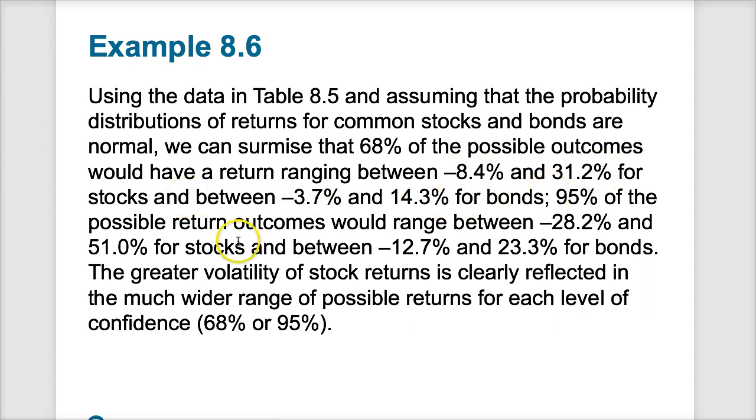So 95% of the possible return outcomes would range between negative 28 and 51%. That would be two standard deviations for stocks, and negative 12 and 23% for bonds. So the greater the volatility, because stocks have a greater volatility, we can really see this reflected in the possibilities of return. So when we say possibility of return, we say that there's a 95% chance stocks are going to return somewhere between negative 28 and 51%, or there's a 68% chance they'll return between negative 8 and 31%.